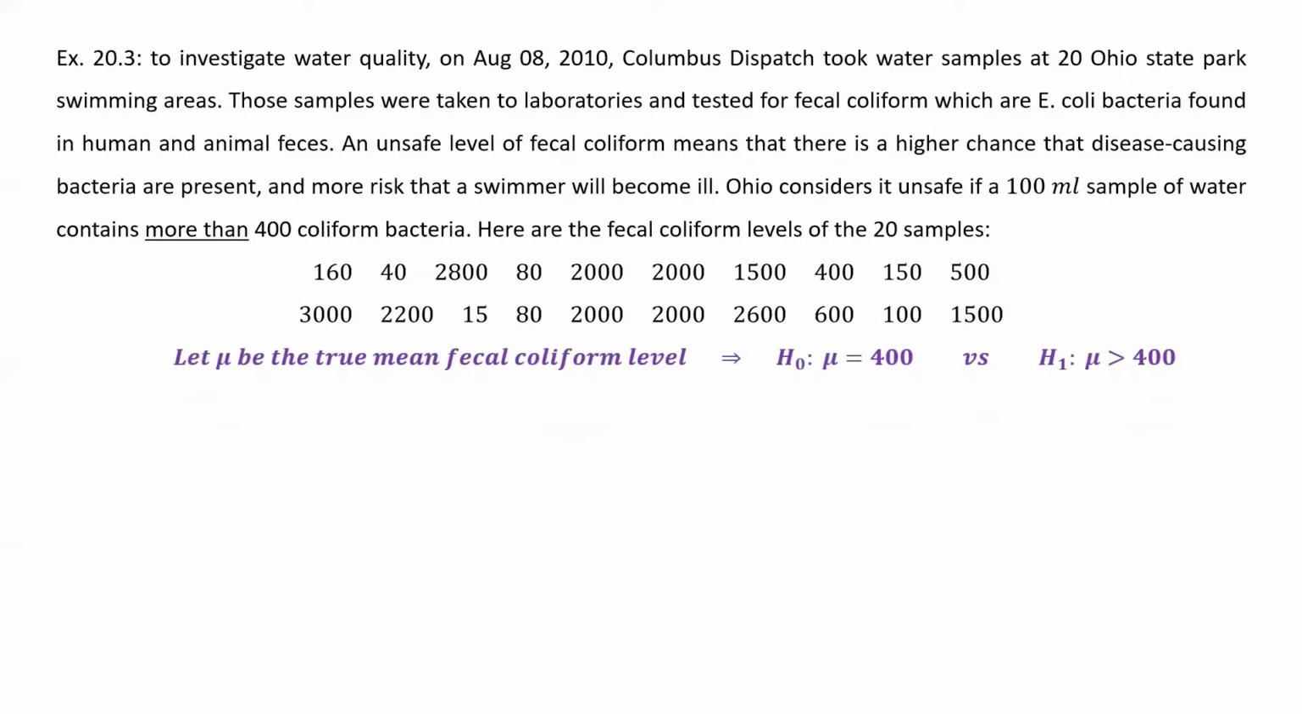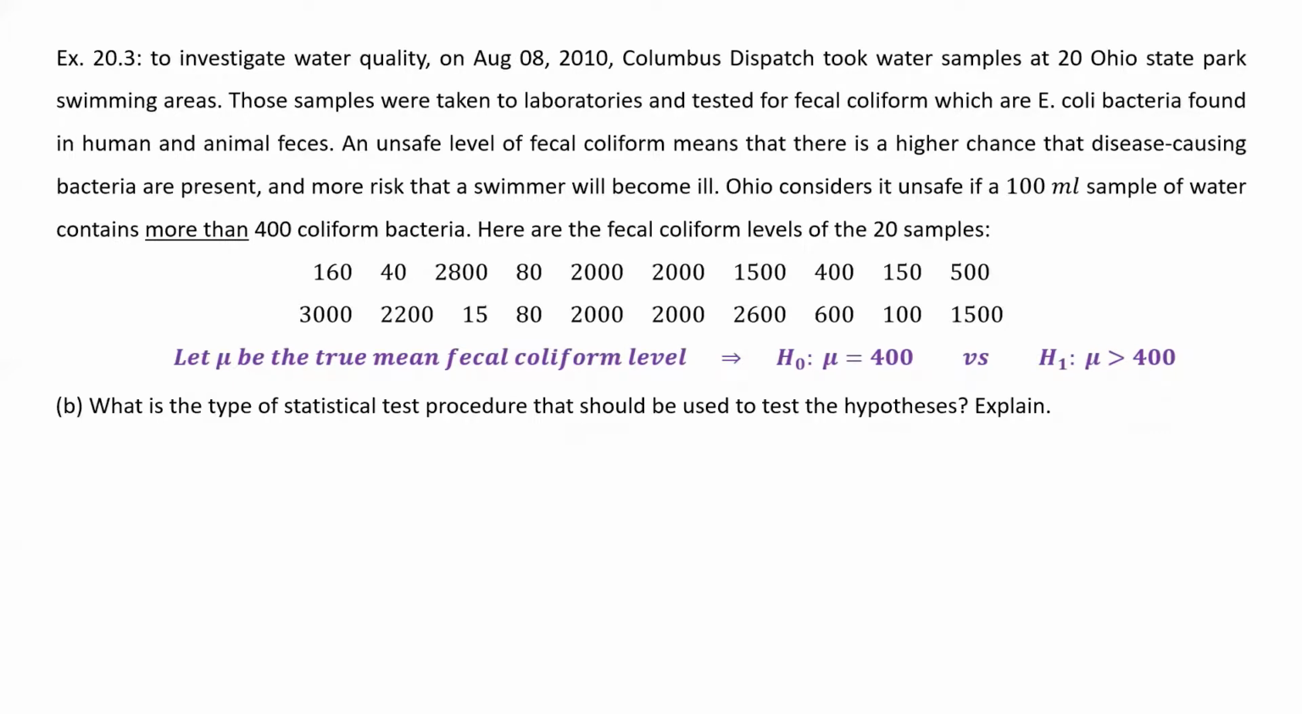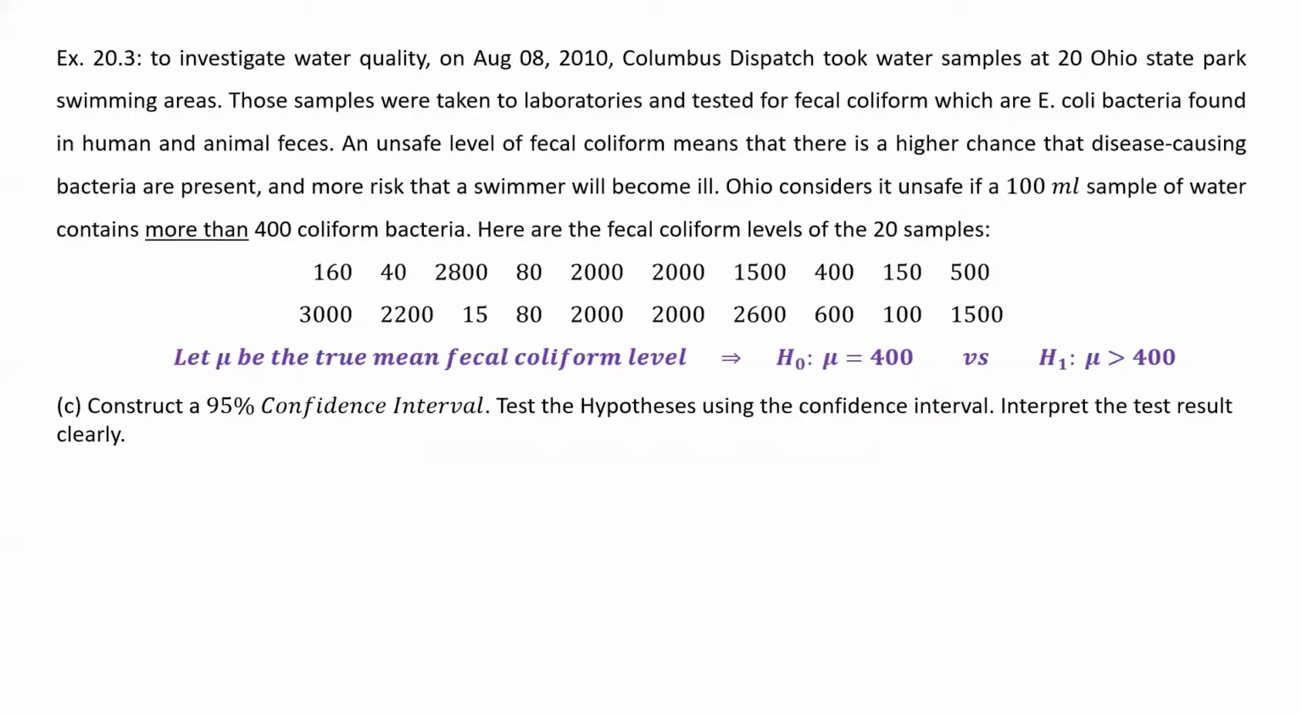Question B. What's the type of statistical test procedure that should be used to test the hypothesis? Explain. We have to go for the t-test because the population standard deviation, sigma, is not given in the question. Actually, when there are no past data for a long period of time, there is no way to estimate the sigma. So the t-test, which is used for unknown sigma, is the most useful form of hypothesis testing for a single mean.